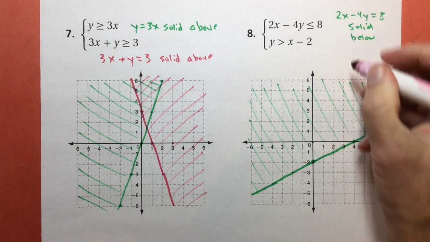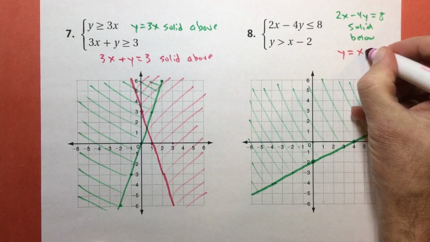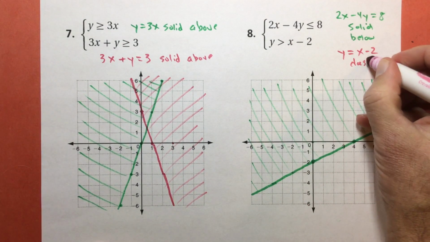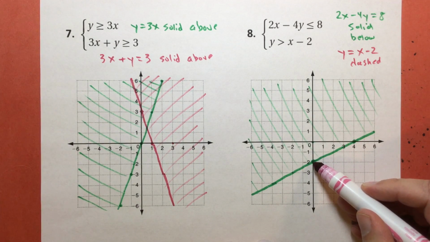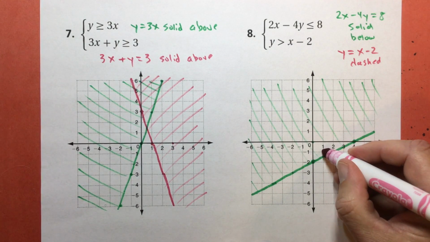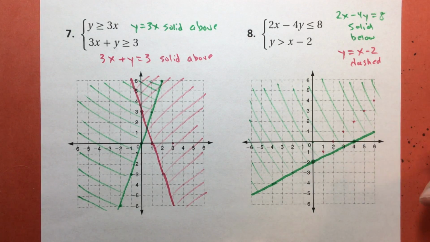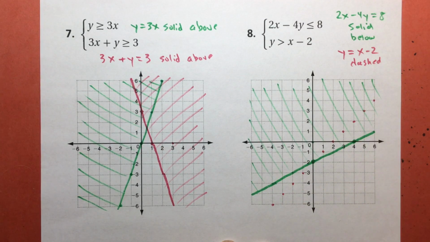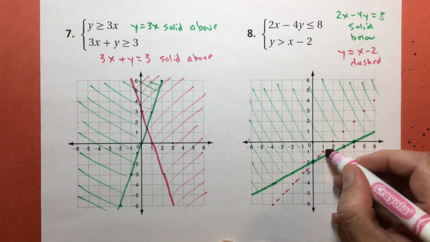For the other inequality, the boundary line is y equals x subtract 2. It's going to be dashed. My y-intercept is negative 2, just like this one. My slope is going to be 1, so it's going to go up 1 space, right 1 space. And it's going to keep doing that like this. And it's also going to go in the other direction. But I want to draw it with a dash line, so I'm going to put my dashes in here like so.